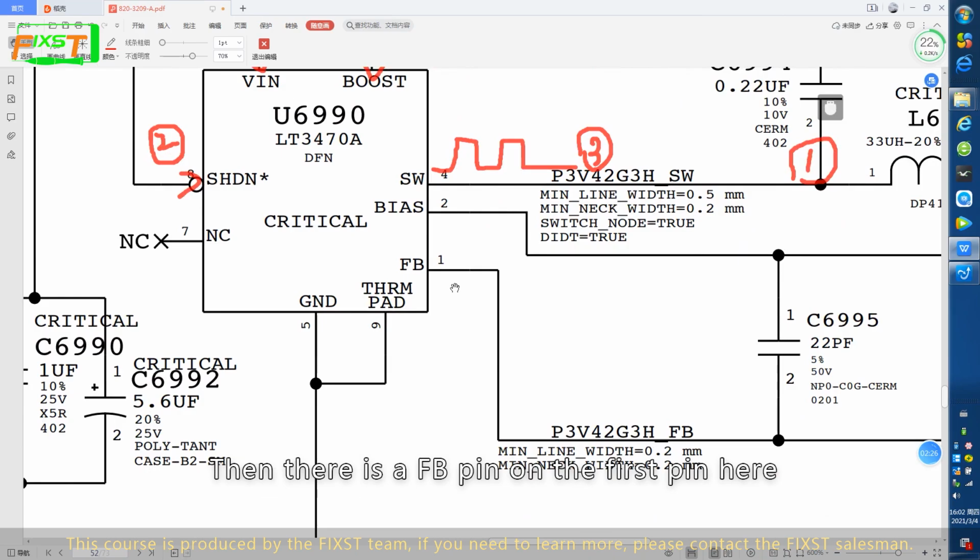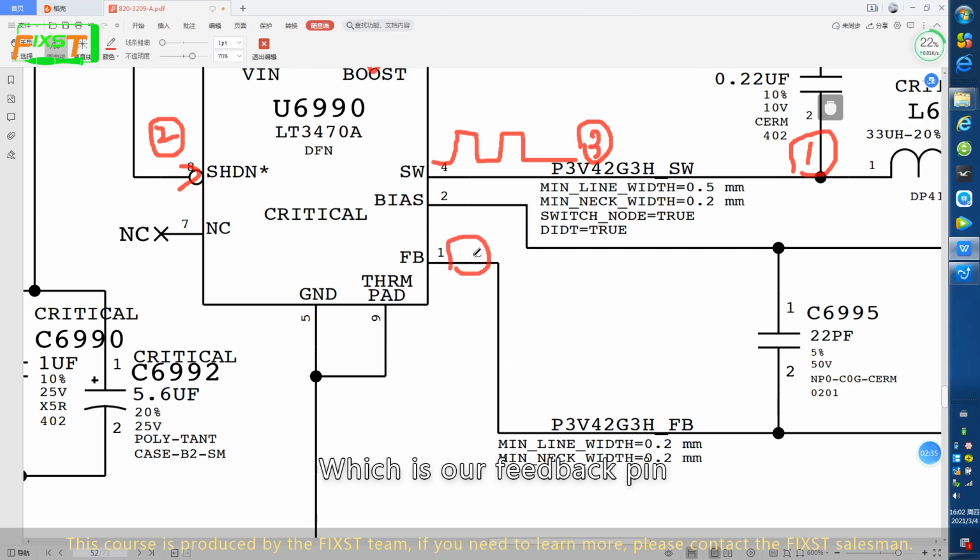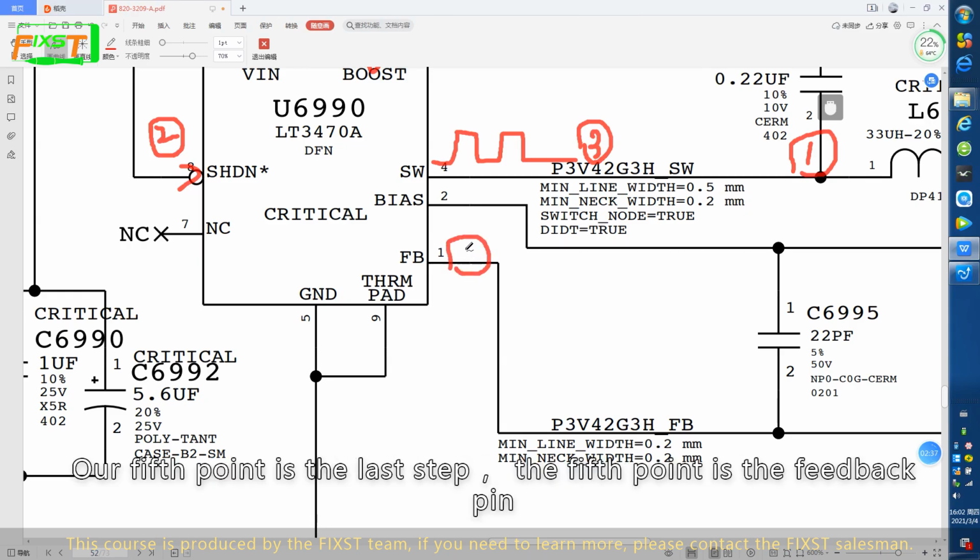Then there is a FB pin on the first pin here. It serves as a kind of feedback when working, which is our feedback pin. Our 5th point is the last step. The 5th point is the feedback pin.